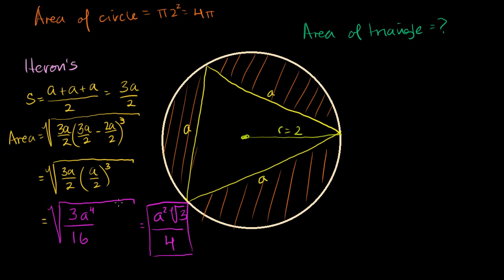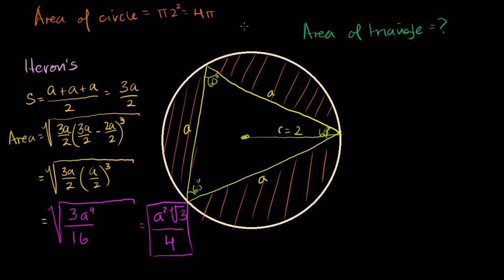So what else do we know about equilateral triangles? Well, we know that all of these angles are equal. And since they must add up to 180 degrees, they all must be 60 degrees. That's 60 degrees. That's 60 degrees. And that is 60 degrees.